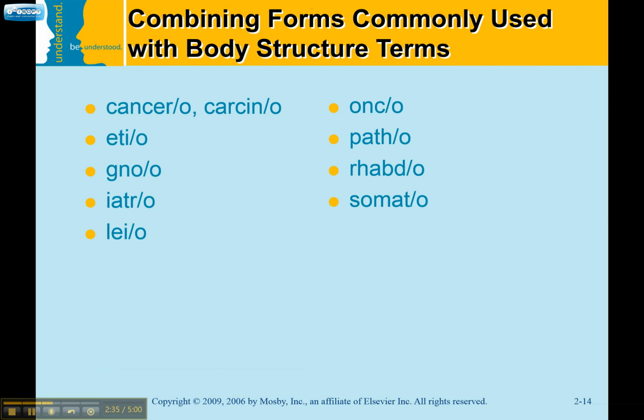Couple more that they go through here. Cancero, carcino. Notice that there are two up here on the same row. That's because they both mean the same thing. They can be used interchangeably, but you'll find that they talk about things being carcinogenic. So they're not going to be cancerogenic, and you'll see that later on in the chapter. Etio, no, iatro, leo, onco, patho, rhabdo, and somato.